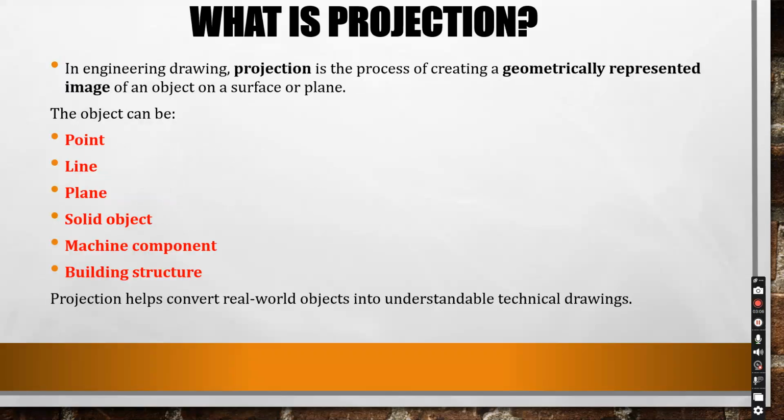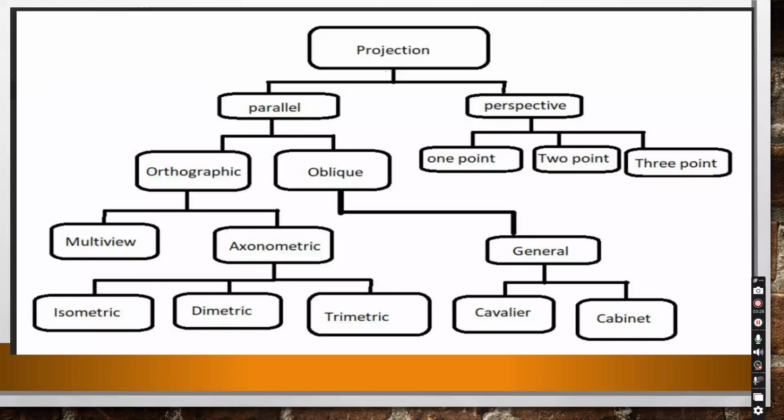What is projection? Projection is the process of creating a geometrically represented image of an object on a surface or a plane. This object can be a point, line, plane, solid object, machine component, or building structure. It converts real-world objects into understandable technical drawings. Based on the projections, they are mainly classified into parallel and perspective.